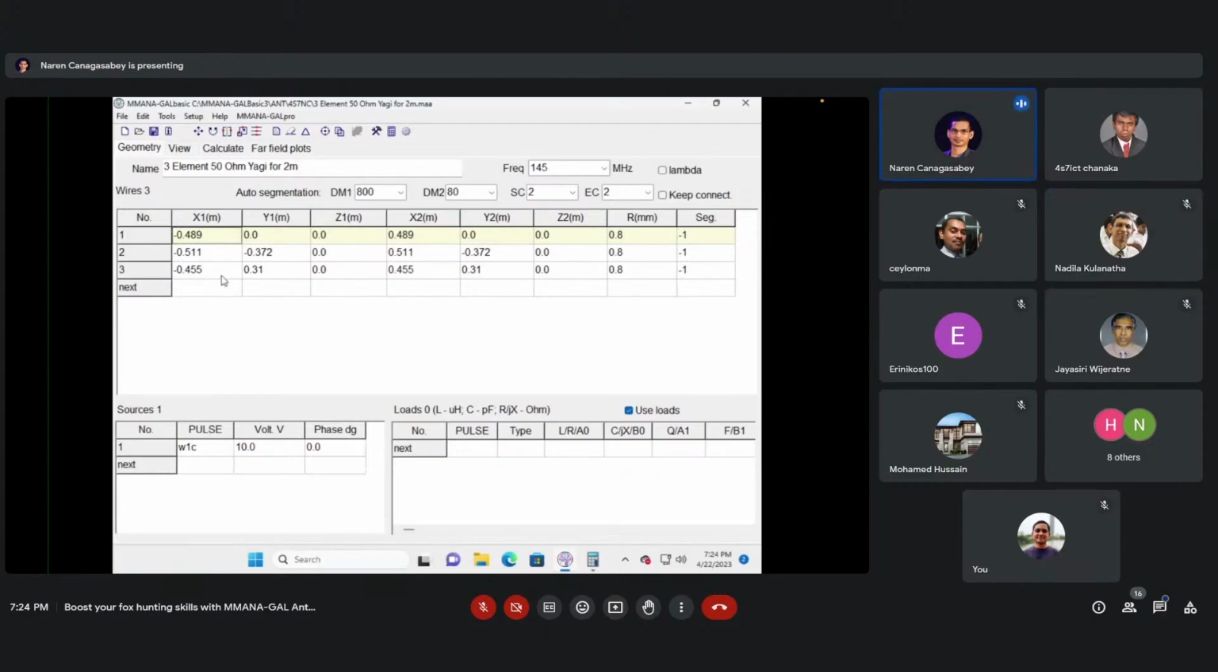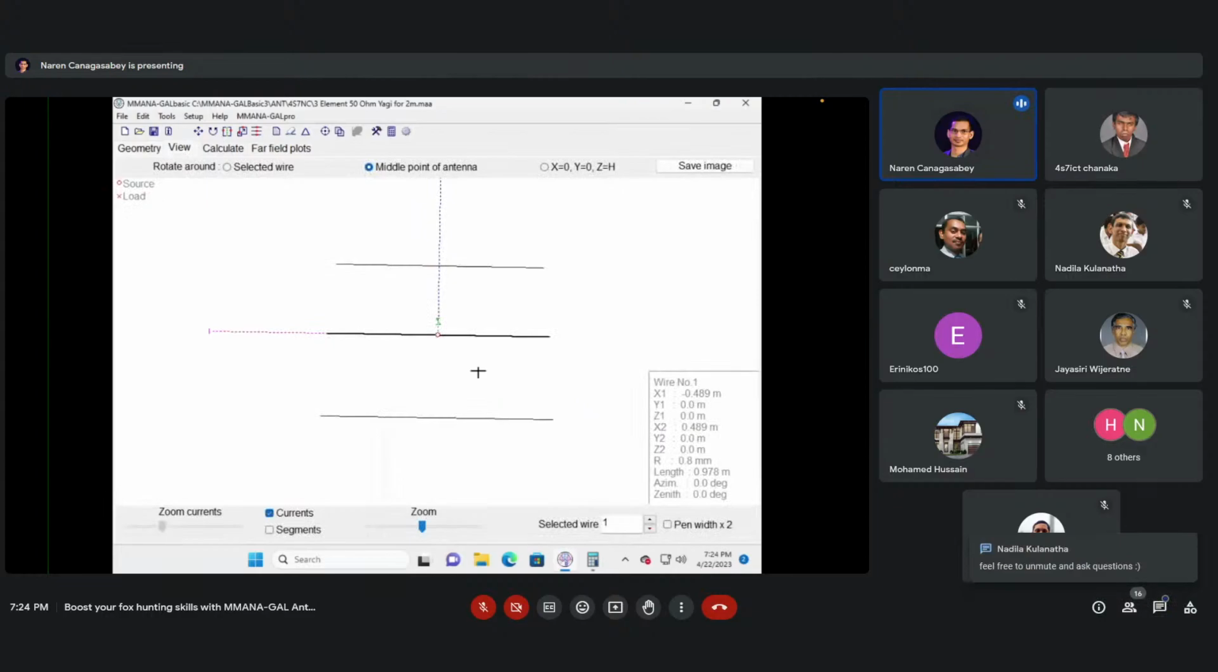No worries. So again, hope everyone is clear on how we got 489. Like I said, I generally like to keep the feed point in the center. So I take the measurements along the X plane, and we get a total element length of 0.978.